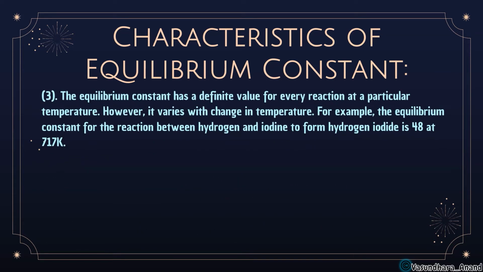Okay, another point, the equilibrium constant has a definite value for every reaction. For every reaction there is a particular value at a particular temperature. However, it varies with the change in temperature. For example, the equilibrium constant for the reaction between hydrogen and iodine to form hydrogen iodide is 48 at 717 Kelvin. The equilibrium constant value will be constant for a particular temperature. For one fixed reaction it will be a fixed value. But yes, of course, it will change according to the temperature.